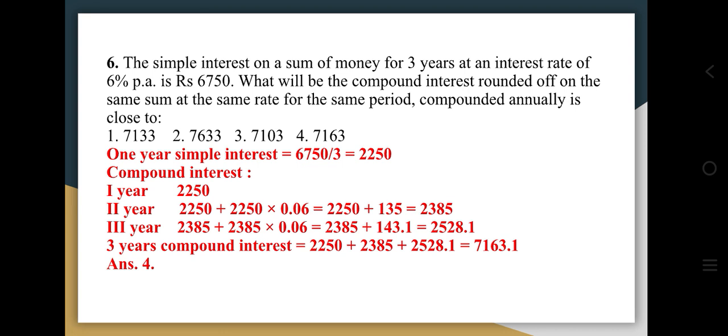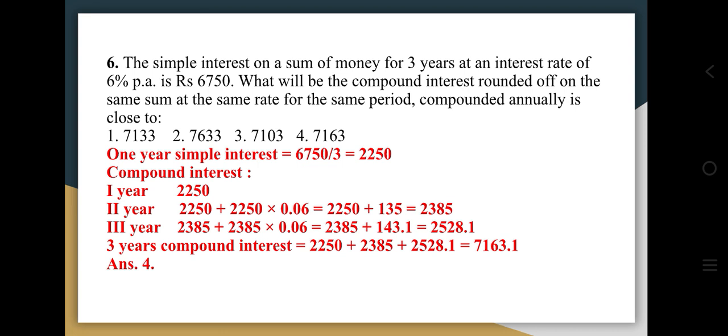The simple interest on a sum of money for 3 years at an interest rate of 6% per annum is 6,750. What will be the compound interest rounded off on the same sum at the same rate for the same period compounded annually?